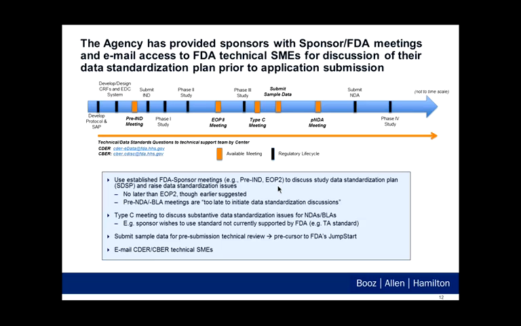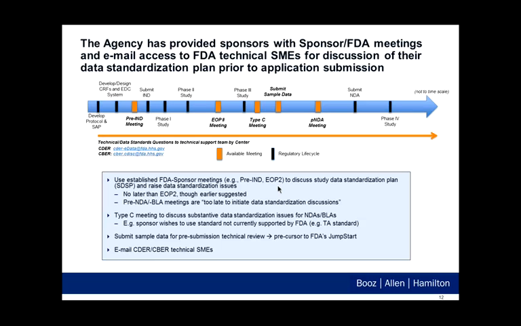It begins with you as an organization developing an SOP, doing the EDCs, doing your clinical trials, having some of these standardized meetings with FDA, and then you submit your NDA, okay? FDA wants you to use these established meetings, so for example, the pre-IND, the end of phase 2, to discuss your data standardization plan, to raise any issues you have with data standards, the standardization process. They don't want it done at the pre-NDA meeting.